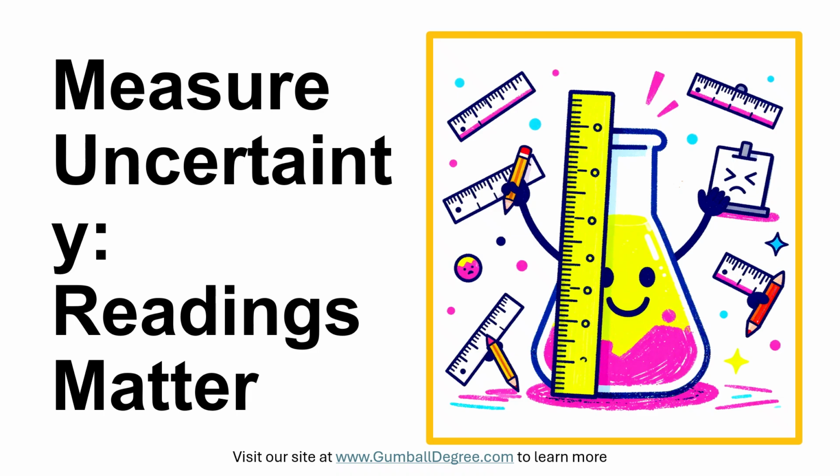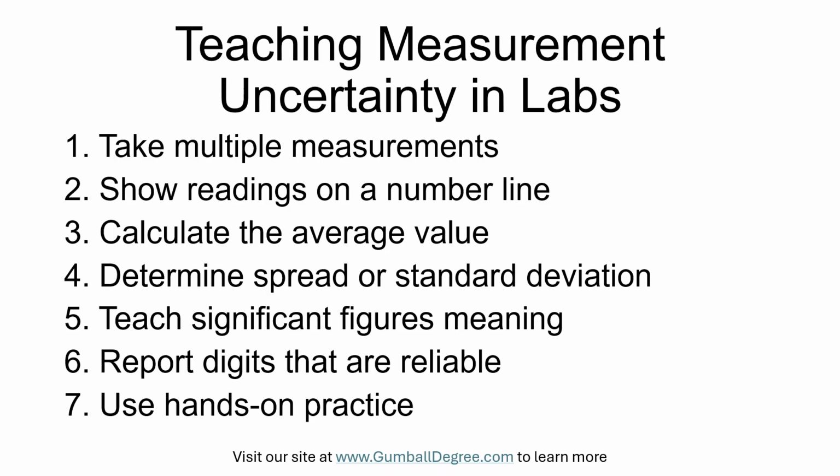Measurement uncertainty tells students how much the numbers from an experiment might wiggle, and that we can show it by taking repeated readings, showing the spread, and using significant figures to reflect that wiggle. When you teach this, have students measure the same thing many times so they see the numbers are not exactly the same each time, and explain that the small differences come from limits of the tools and human reaction.